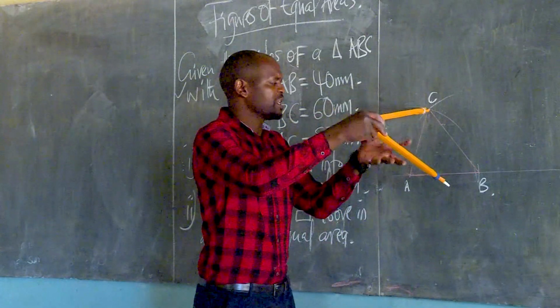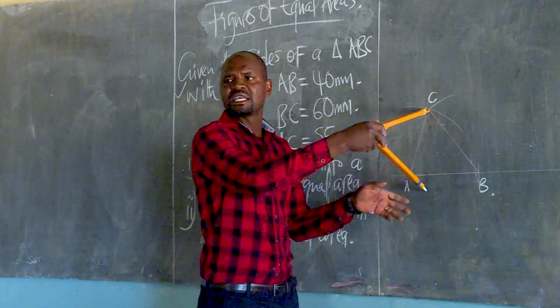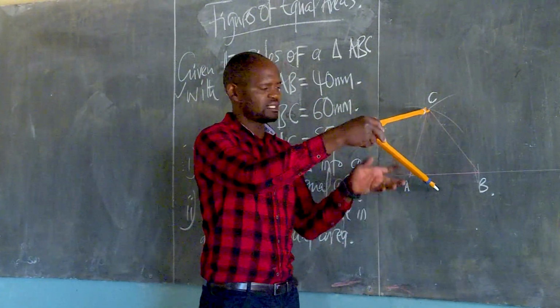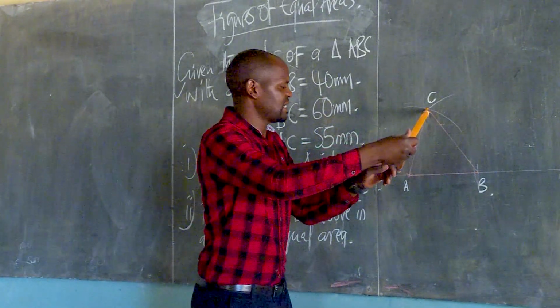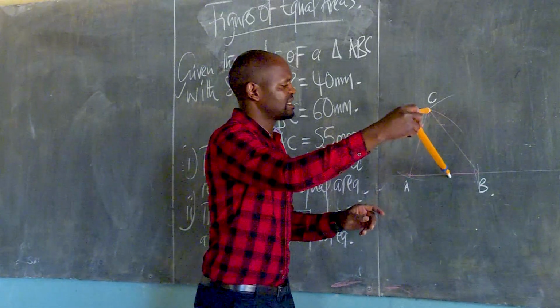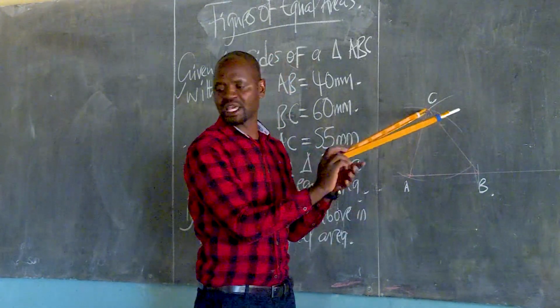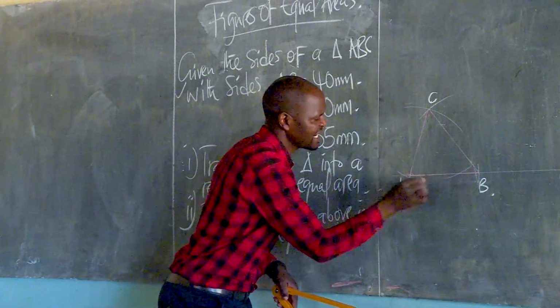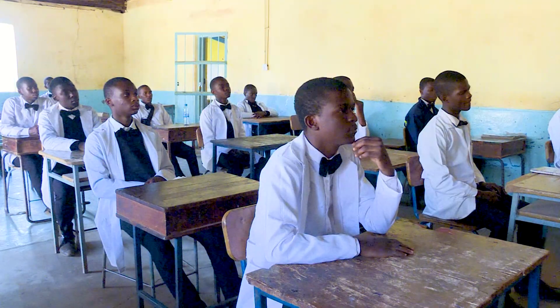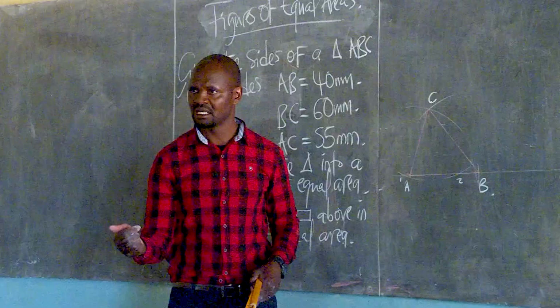When I come on this point here, I open more than the distance of the baseline. So I'll come there and strike there and there. Are we together? Yes, sir. That means I will have point 1 and point 2. Are we together? Yes, sir.